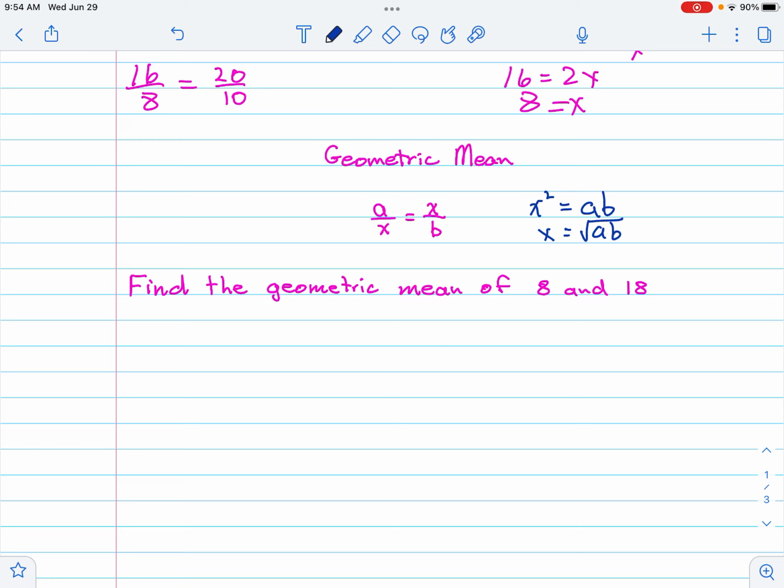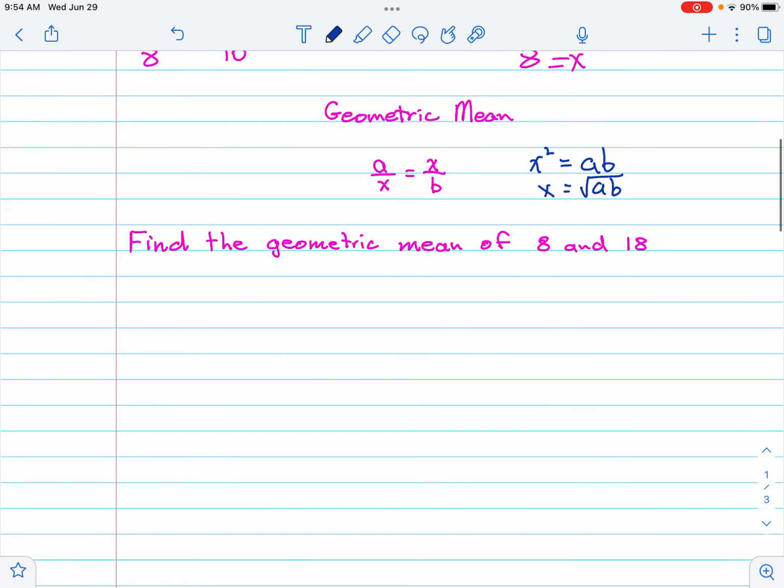Now, really, so think about this. This is the mean you know about, the arithmetic mean. That's where you add up the numbers. Let's say you have 8 and 18, and you divide by the number of numbers. So if you had 3 numbers, you would divide by 3 and so forth. And when you do that, notice you get 26 divided by 2, which is 13. That is the arithmetic mean. That's the mean you're most familiar with.